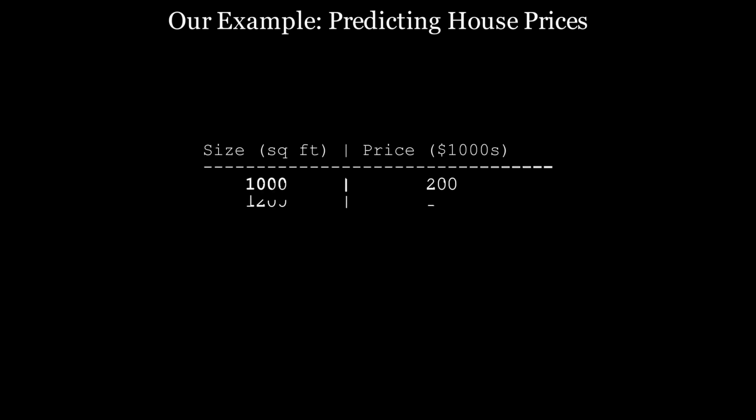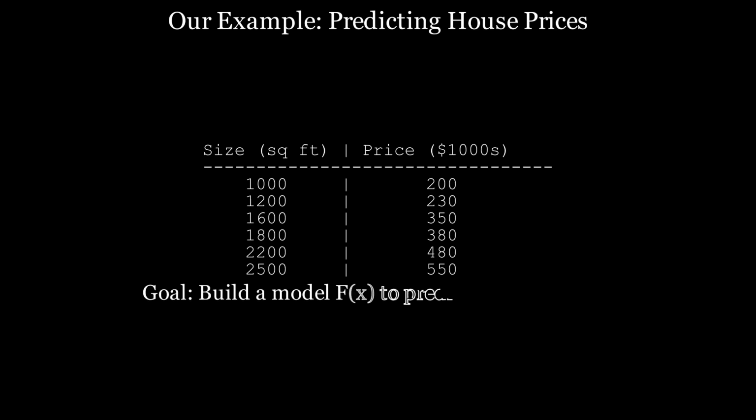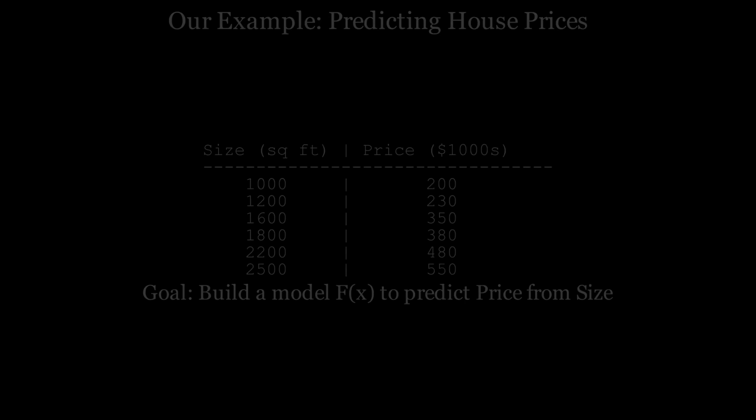Let's apply this to a real-world problem, predicting house prices based on their size. Here is our simple dataset. Our goal is to build a model, f of x, that takes a house size and predicts its price. Gradient boosting starts with a very simple initial prediction. For regression problems using mean-squared error, the best starting point is simply the average of all the actual values.